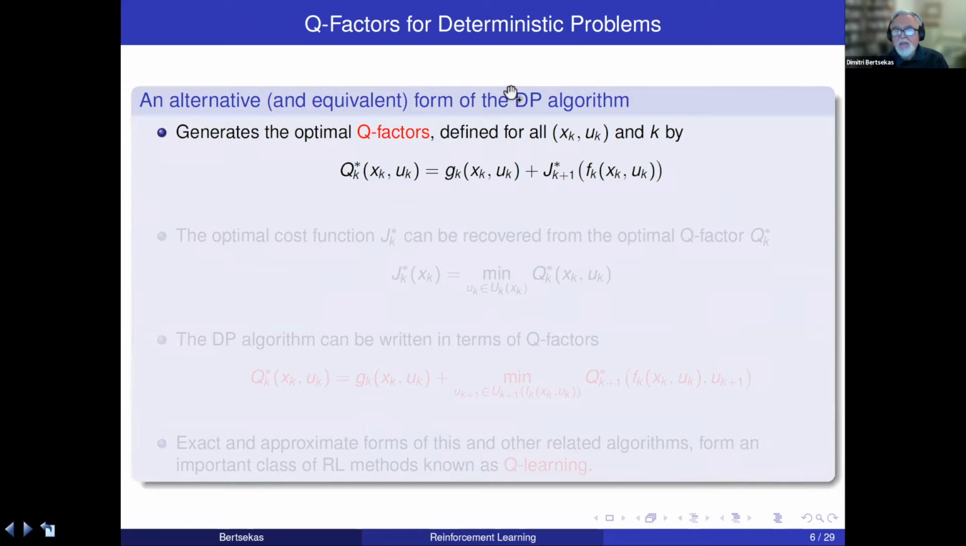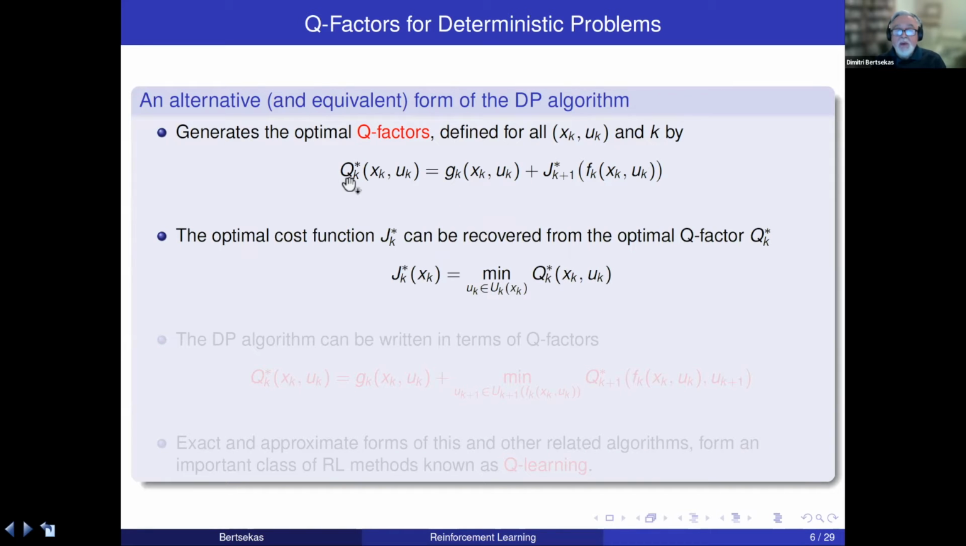Okay, so let me interject here parenthetically the term Q factor. We're not going to use it for the time being, except peripherally, but it's going to be helpful later. If you look at the right-hand side of the dynamic programming algorithm and the term within braces that you minimize, the first stage cost and the optimal cost to go, it depends on the state and control. And we define the optimal Q factor corresponding to xk and uk by this expression here.